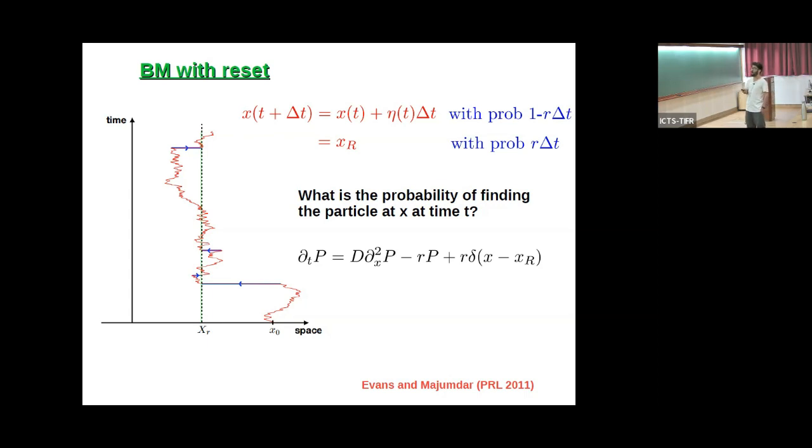However, if r is non-zero, then I'm taking particle with rate r from some position to xr. So at x, the probability will decrease. This term takes care of that. And I'm taking this particle to this position xr here, which means the probability should increase here, and this term essentially takes care of that.